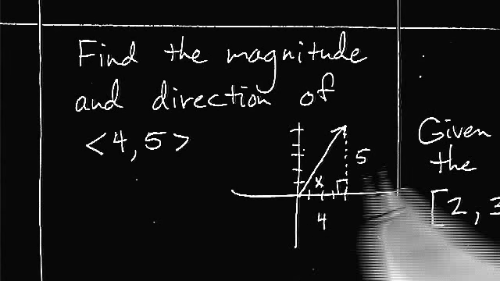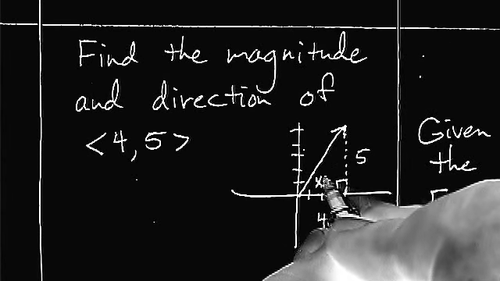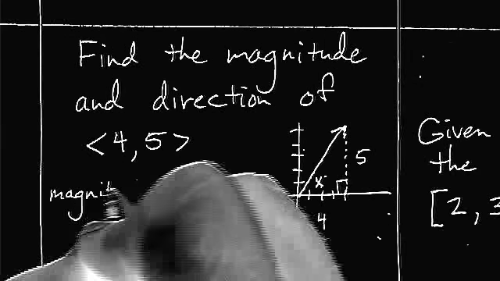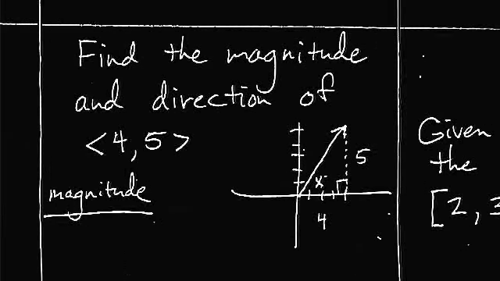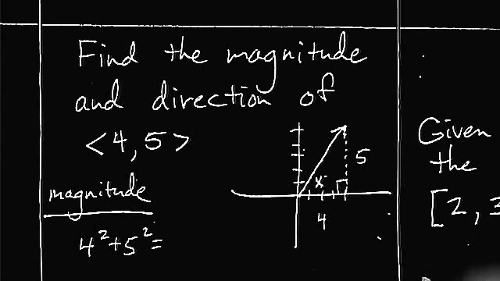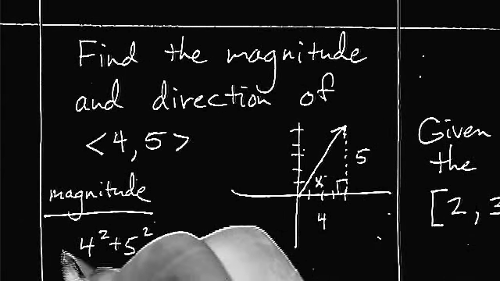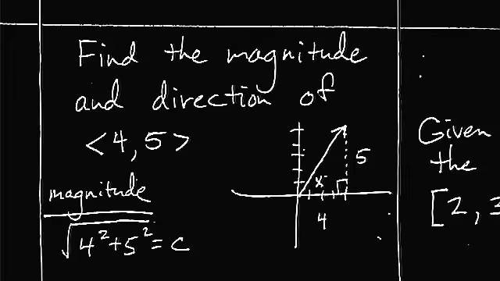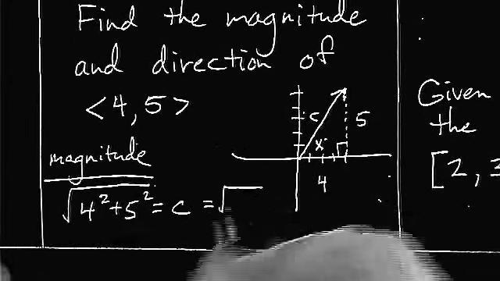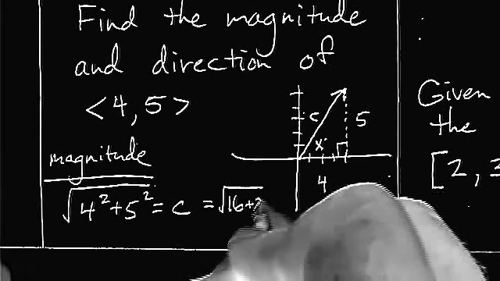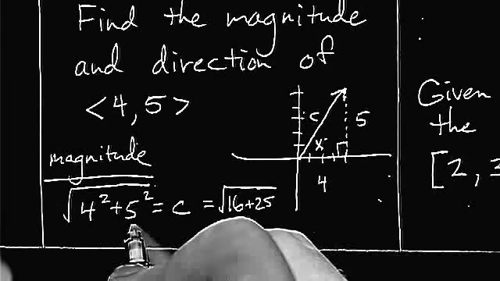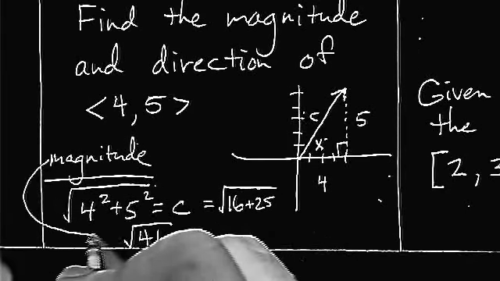So we talk about finding the hypotenuse. The magnitude would be like the hypotenuse, and we know how to find the magnitude, right? A squared plus B squared equals C squared. Well, we know in order to get C by itself, you would take the square root. If we call that C, we have the square root of 16 plus 25. So the magnitude of this is equal to the square root of 41.